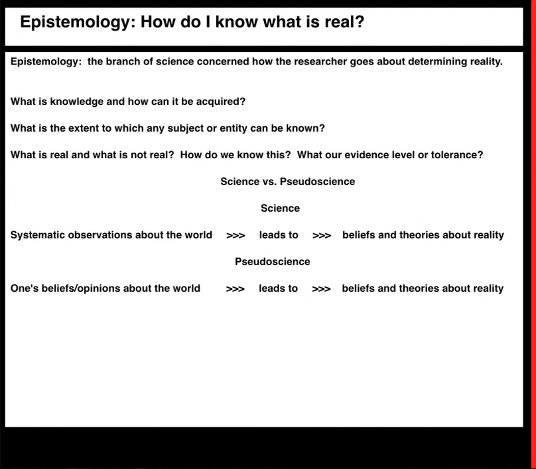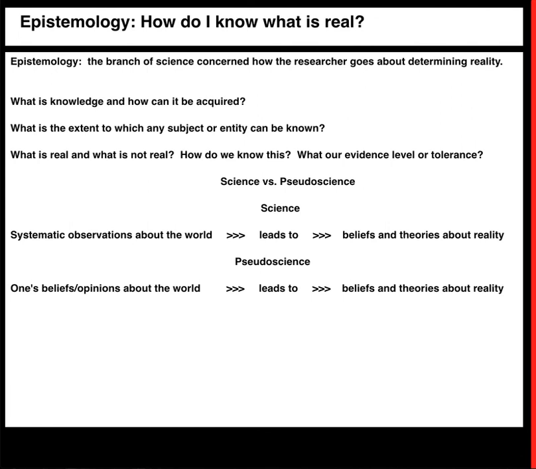What is the extent to which any subject or entity can be known? What is real and what is not real? And how do we know this? What is our evidence level? I want you to consider the diagram about science versus pseudoscience.